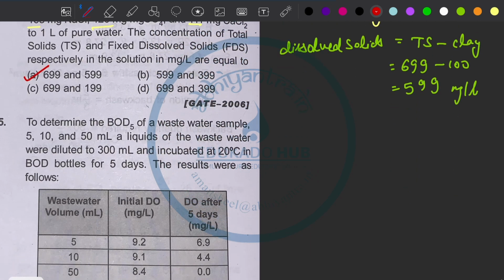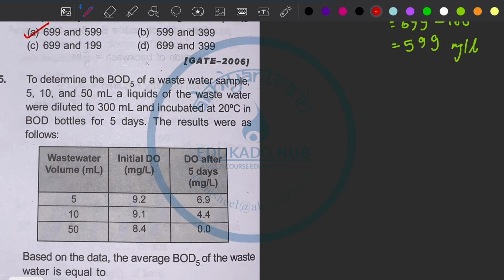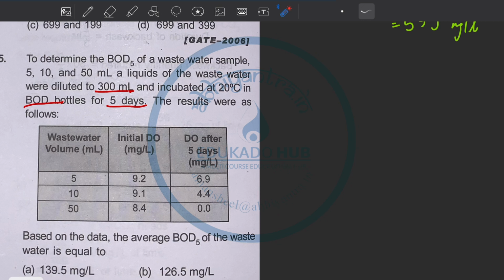Now next question, to determine BOD of wastewater sample, 5, 10 and 50 ml of liquids of wastewater were diluted to 300 ml and incubated at 120 degrees Celsius in BOD bottles for 5 days. Results were as follows. Volume 5 initial DO 9.2, after 5 days DO 6.9, volume 10 9.1, 4.4, 50 8.40. Based on the data, we need to calculate the average BOD of the wastewater. There are 3 samples.